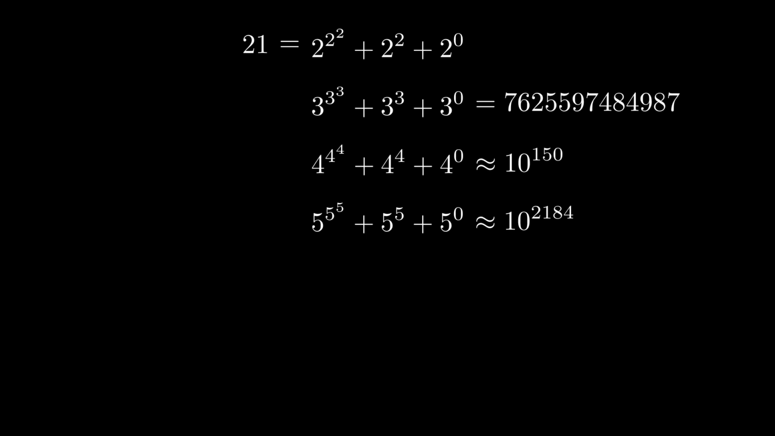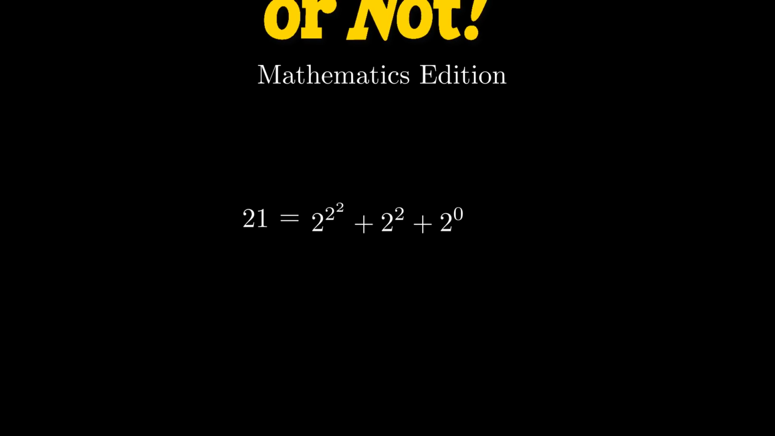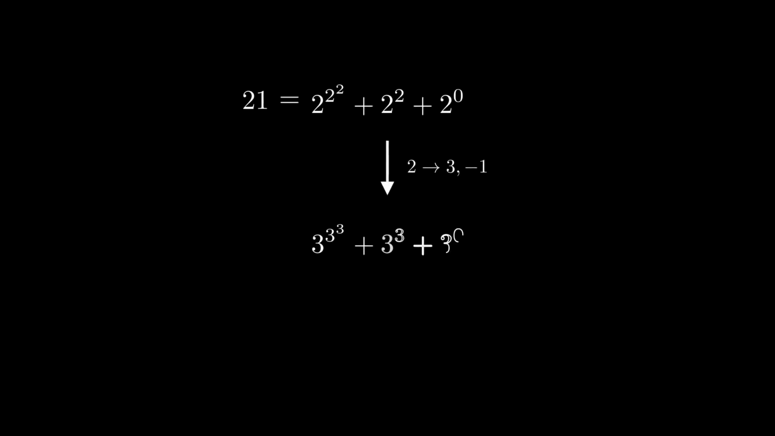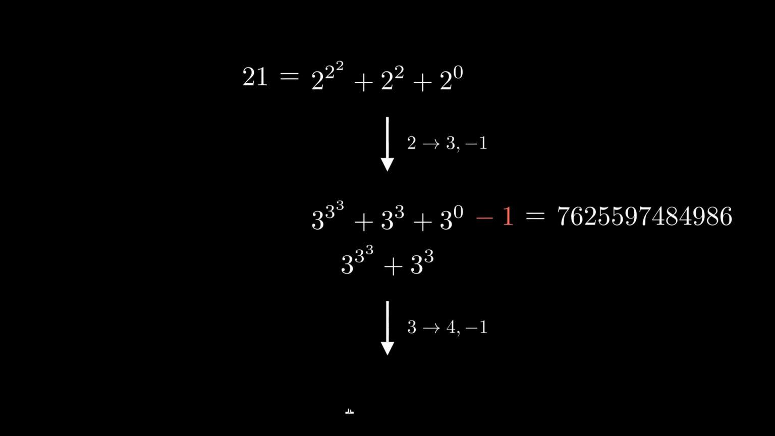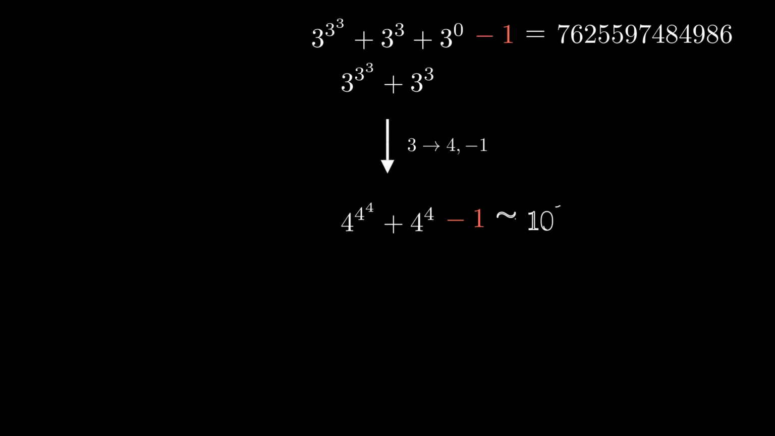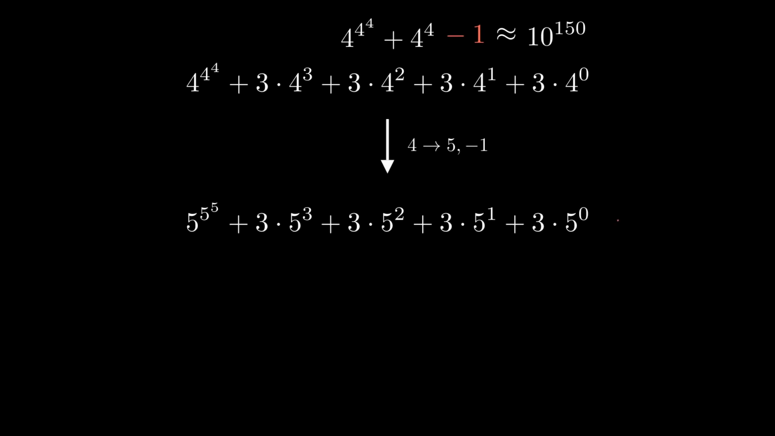How does that work? Well, let's see. Let's start over, except this time we subtract 1 every time we increase the base. So we start at 21, change 2's to 3's and subtract 1. Again, it becomes larger than 7 trillion. Before moving to the next step, we need to make it hereditary base 3 again. Again, we go to around 10 to the 150. Notice that here, subtracting 1 makes the number's hereditary notation look very different. And it proceeds like before. Which is reasonable, all we did was subtract 1 now and then.